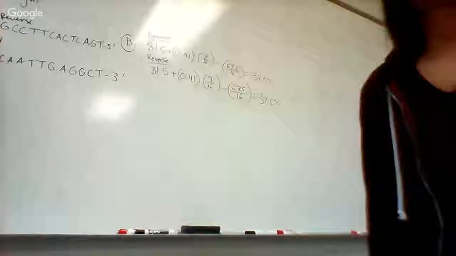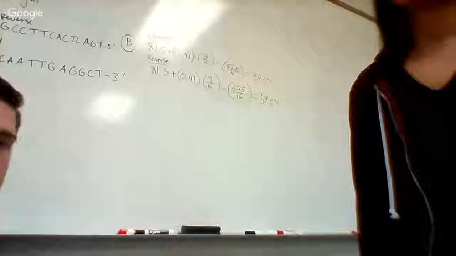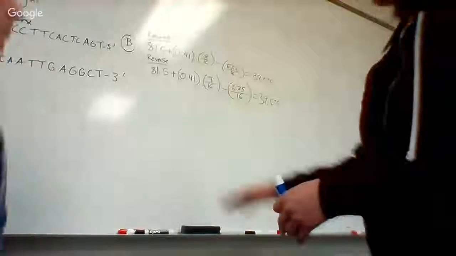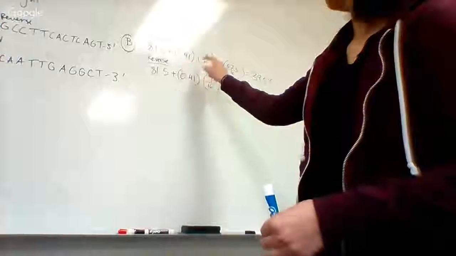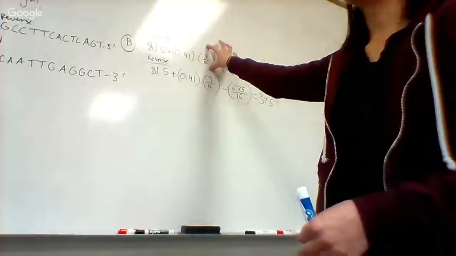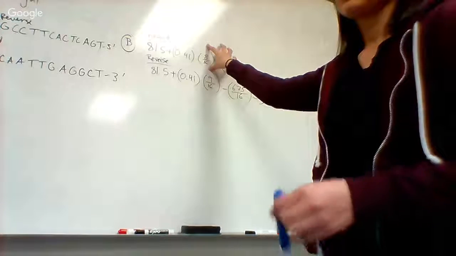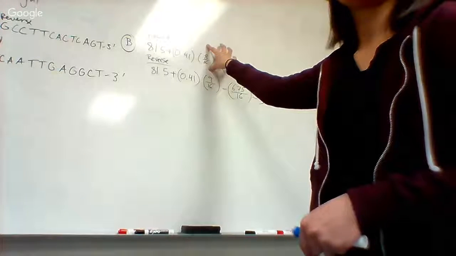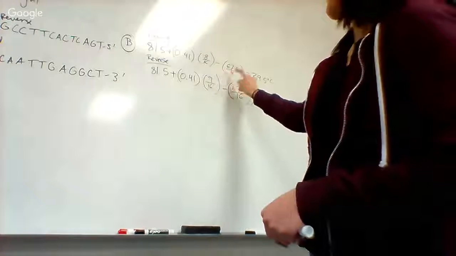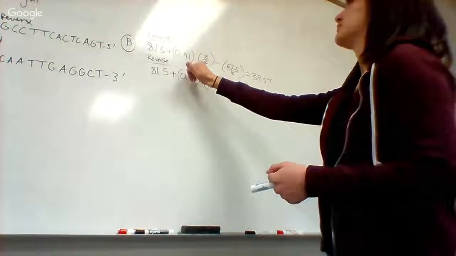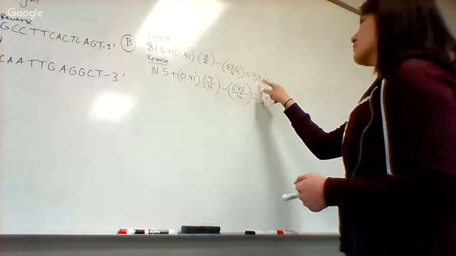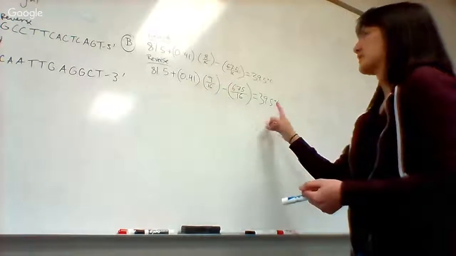Okay, so for part B, it gives you a mathematical equation to find the annealing temperature of each of the primers. The equation is 81.5 plus 0.41 times the percentage of C and G in each primer, minus 65 over the number of nucleotides in those primers. So for the forward reaction, we get 39.5 degrees Celsius, and for the reverse, it's going to be exactly the same.